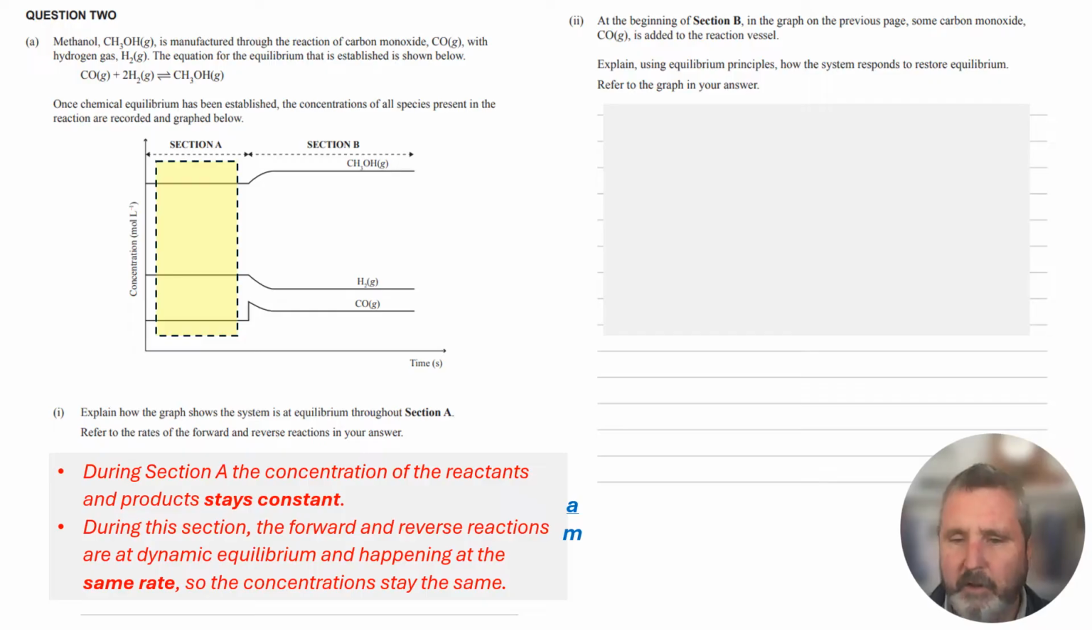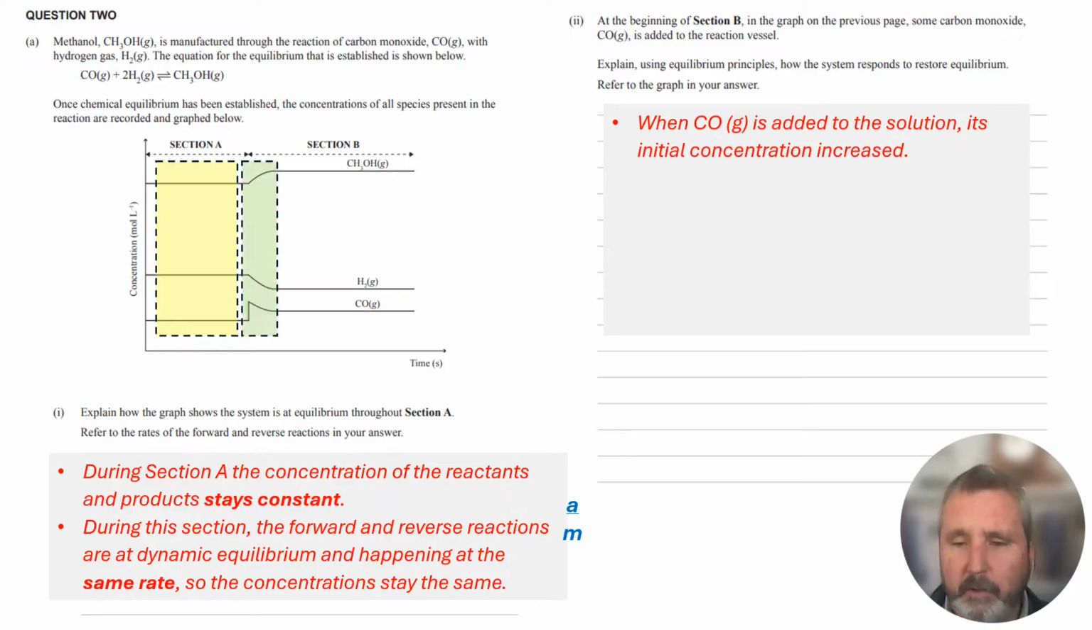Okay, let's look at the next part. At the beginning of section B, so that's this point on the graph. Okay, let me show it. Here it is. This is the green part. On the previous page, carbon monoxide is added in the reaction vessel. Explain using equilibrium principles how the system responds to restore equilibrium.